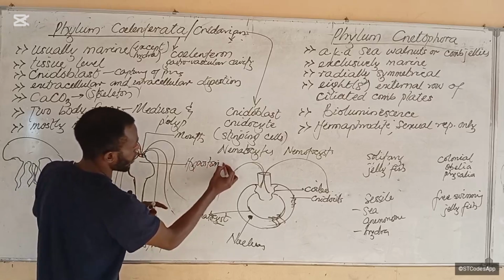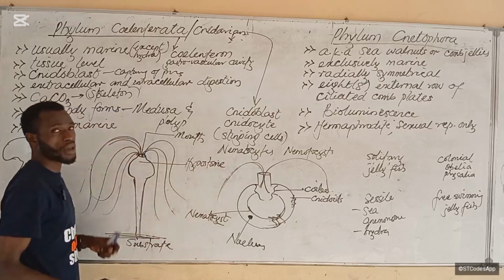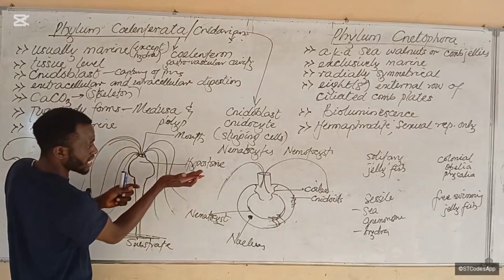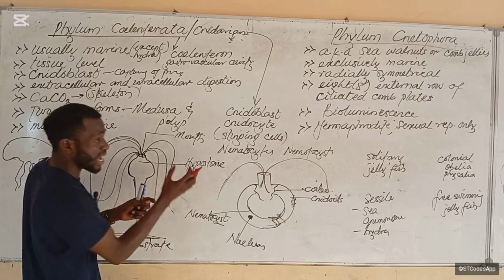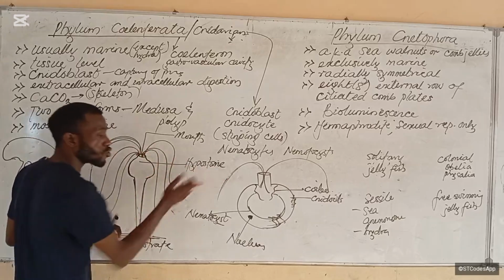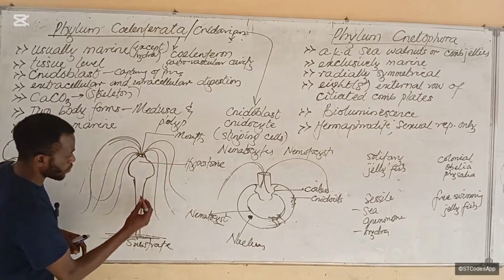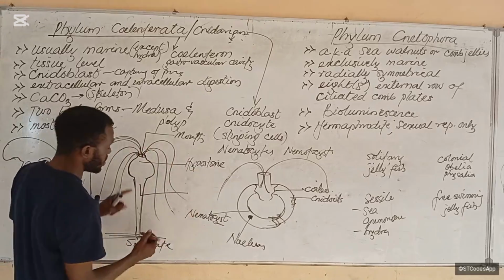Hypostome. The word stoma, I've already told you, refers to what? Mouth. Hypo means under, then stoma, mouth. Okay? So then this place will be the gut, will be the coelenteron.